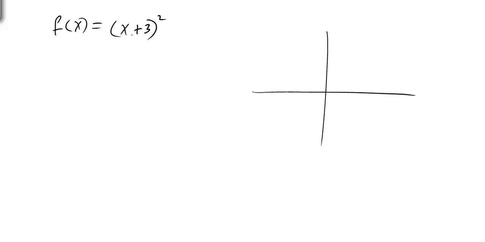The plus 3 is on the inside, so remember that's going to shift your graph 3 units. Remember, it's on the inside, so it's going the opposite direction, so it's 3 units to the left. And if we think about the graph of this, we know it's going to be a parabola like this that opens up.